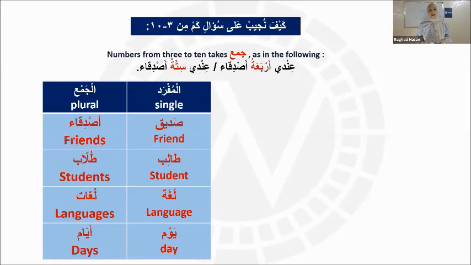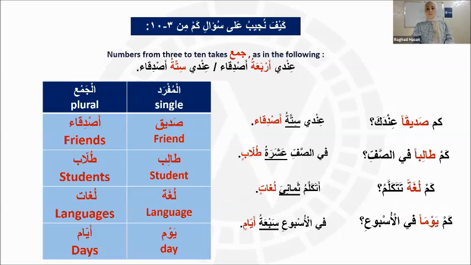Okay, let's see the following examples. First one is كم صديقاً عندك? So we have a كم here, then we have a single noun, صديقاً, and this noun should be with double fatha. How many friends do you have? And the answer is عندي, I have. So عندي ستة أصدقاء. I say ستة أصدقاء because ستة is between 3 and 10 and takes a plural, right?